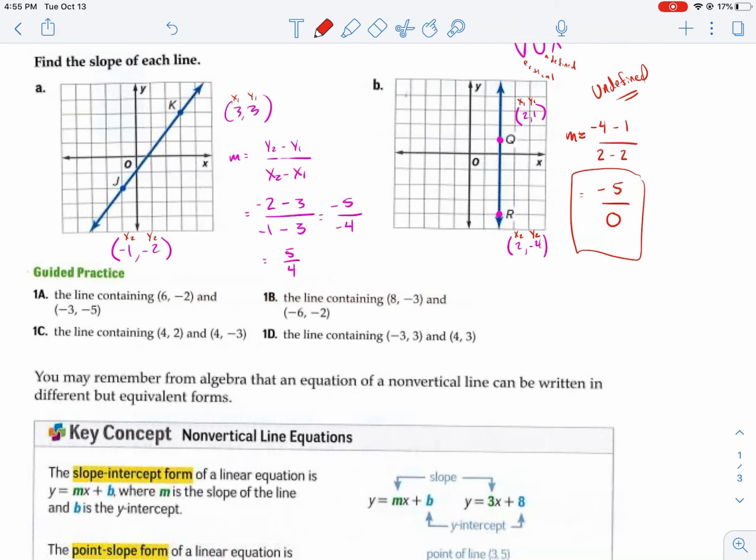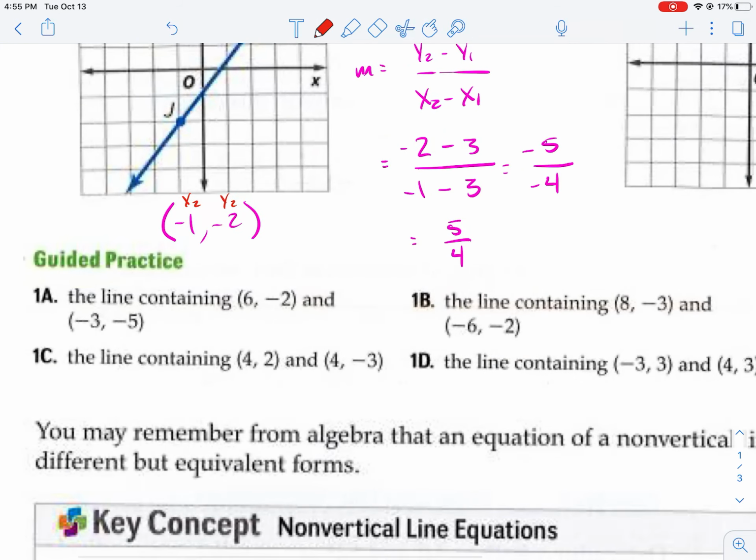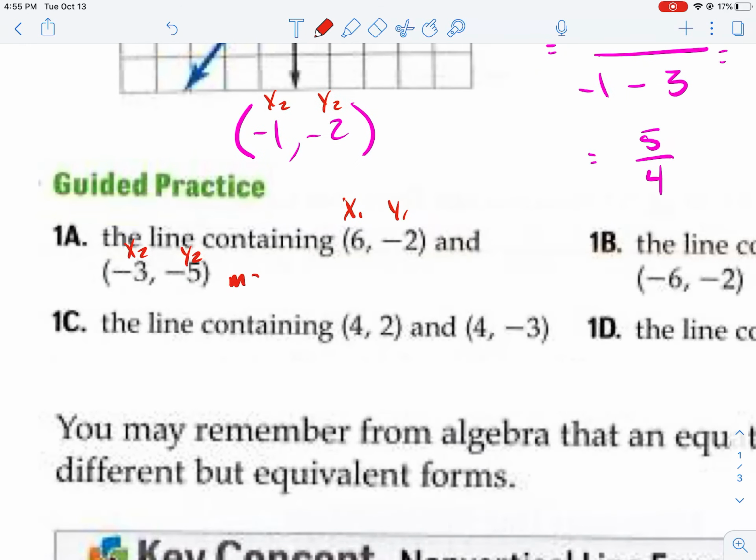I'm going to do a couple more here, and then we'll skip to the good stuff. So this is x1, y1, x2, y2. Again, let me zoom in here so I can save some space. m is equal to y2 minus -2 all over x2 minus 6. So we get -5 plus 2, which is going to be -3, and -3 minus 6 will give me -9, which can be simplified. A negative divided by a negative is a positive, so this becomes 1/3 as the slope there.